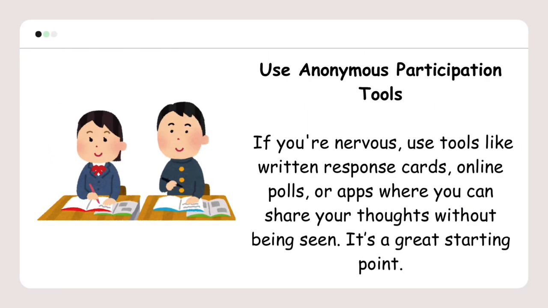Fourth, use anonymous participation tools. If you're nervous, use tools like written response cards, online polls, or apps where you can share your thoughts without being seen. It's a great starting point.